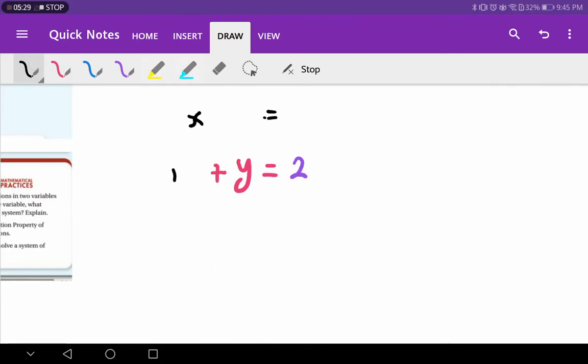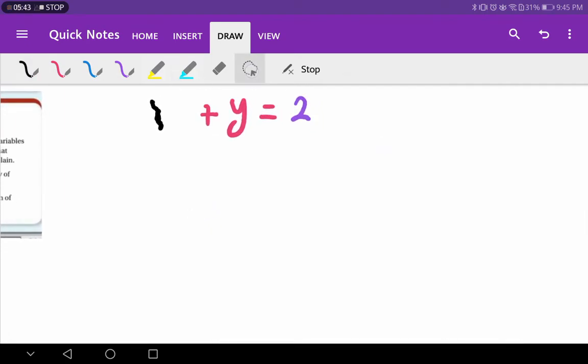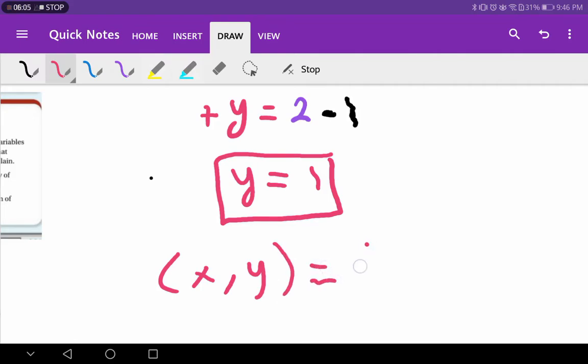Let me rewrite this. Okay, teacher, how can I solve this? 1 plus y equals 2, I have to make the y alone, teacher. Yes, by throwing this to the other side and changing the sign as usual. It will be y equals 2 minus 1 equals 1. So the solution for the system, x and y equal 1 and 1, we're done.